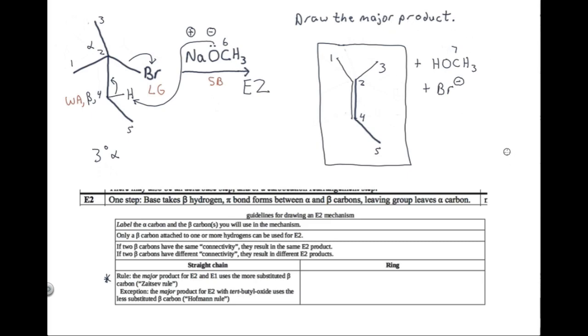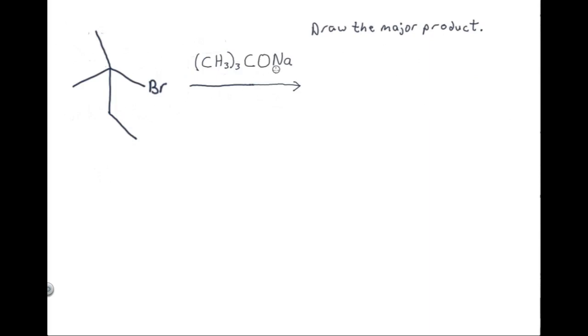So this problem gave us some practice with drawing the major product for E2. The usual rule for the major product for E2 is to use the more substituted beta carbon. And remember, again, it's really helpful that we're labeling the alpha and the beta carbons so that we can think clearly about them on these problems. Please pause the video and try this problem.